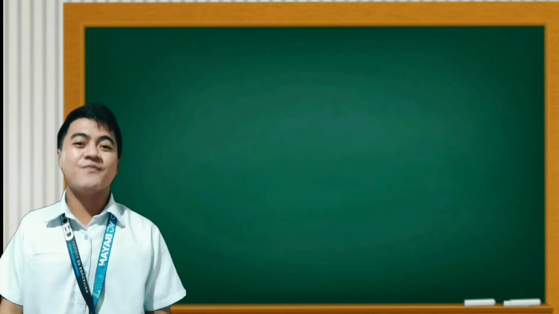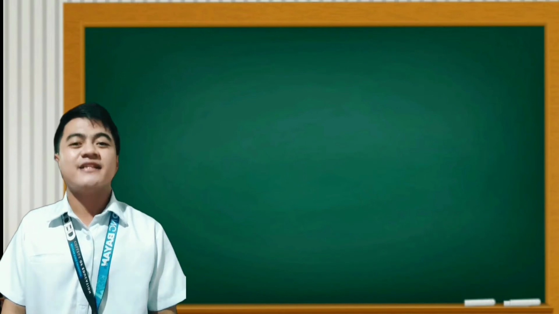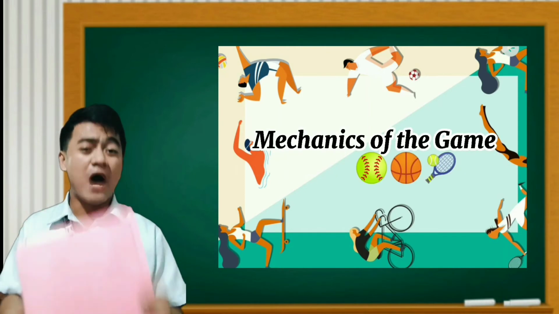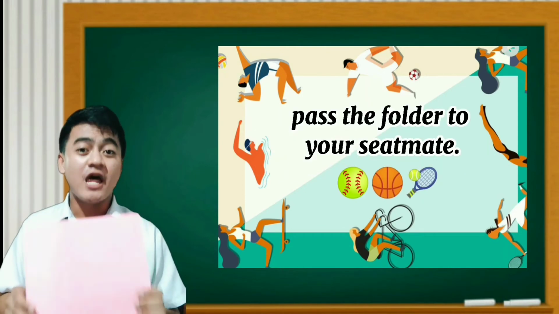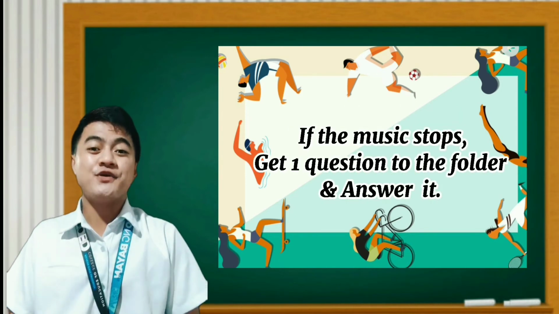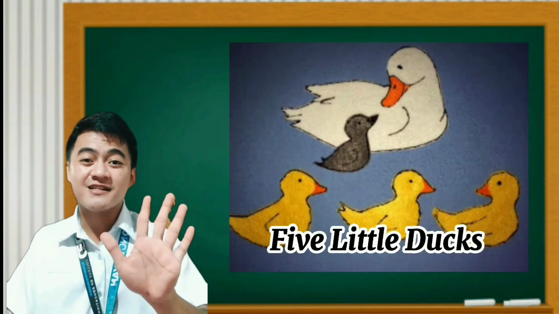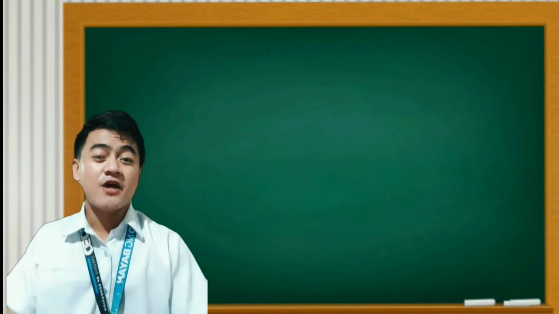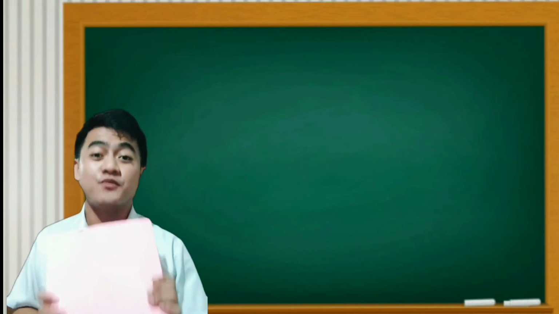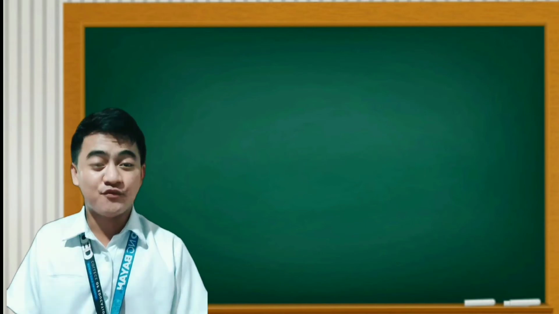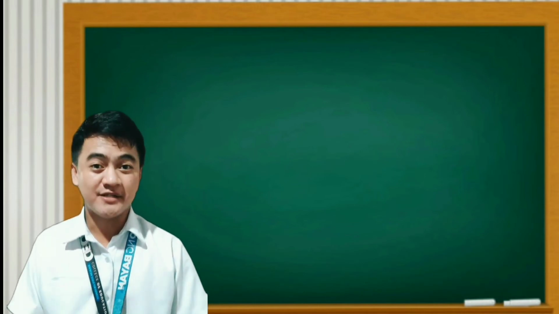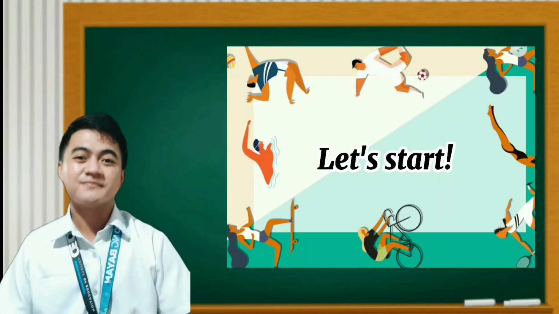So let's have a recap by using the activity. This activity is called Stop and Get It. So I have here one folder. Inside the folder, there are questions about what we have tackled yesterday. So are you guys familiar with the song Five Little Ducks? So when you hear the music, you can also sing while you are passing the folder to your seatmates. And if the music stops, whoever got the folder will get the question inside and answer it. Are we clear? Let's start!